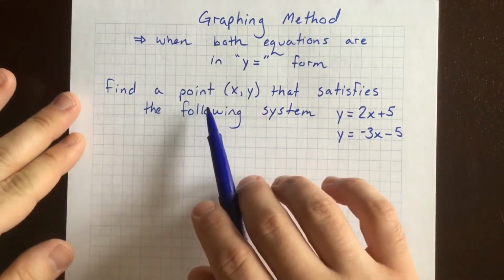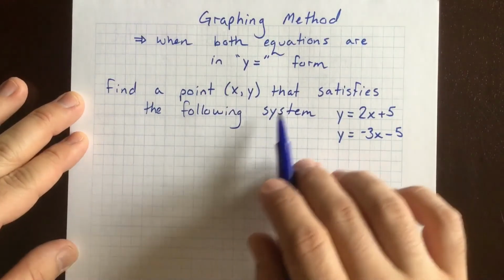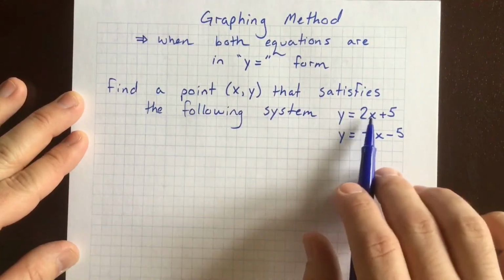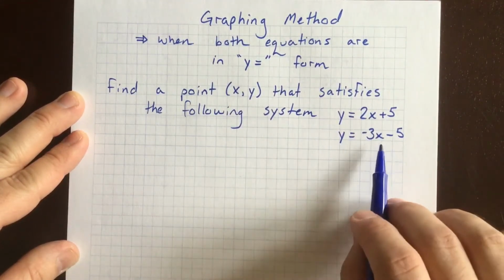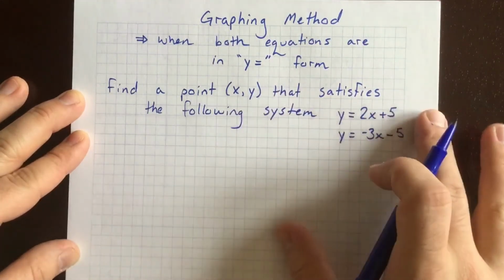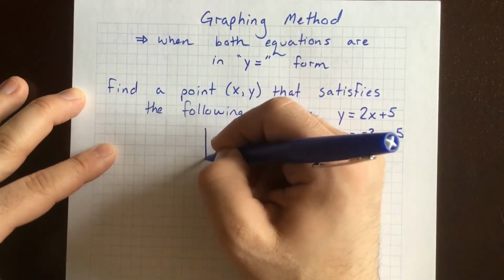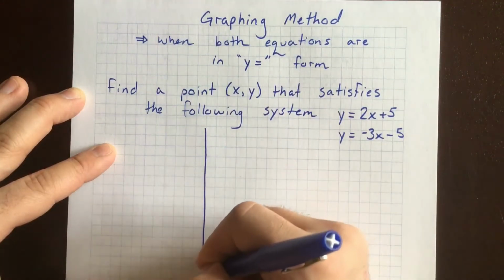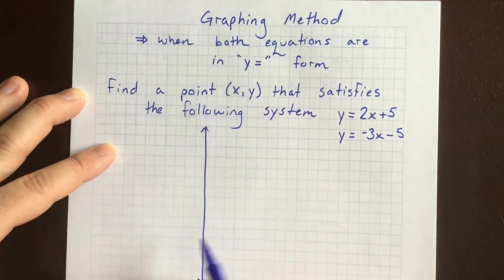So let's examine this problem. Let's find a point that satisfies the following system: y = 2x + 5 and y = -3x - 5. Obviously we're graphing, so we're going to need to create a coordinate plane.